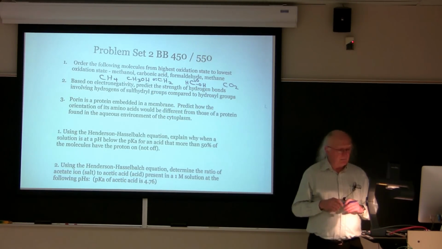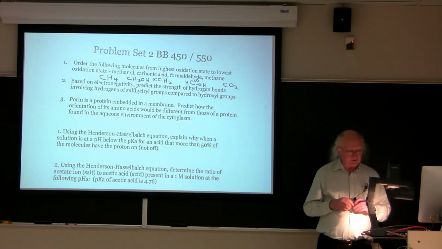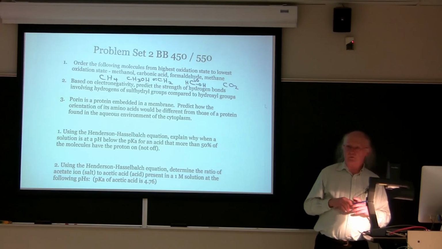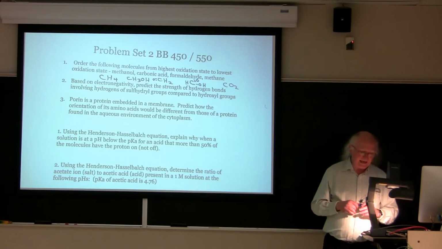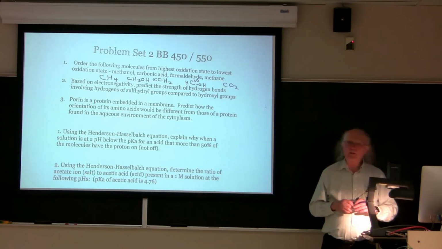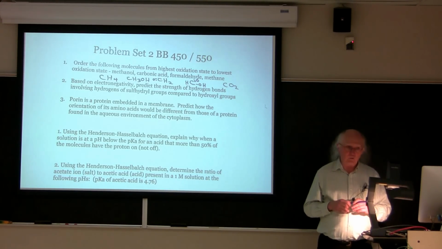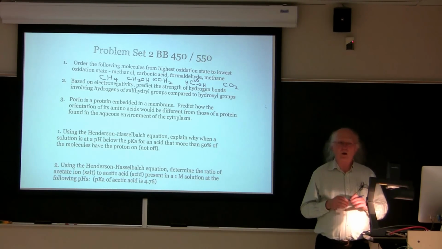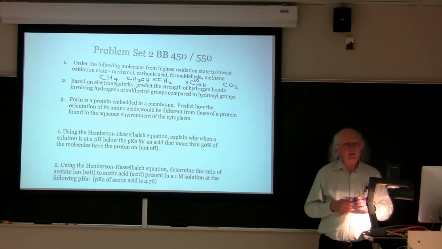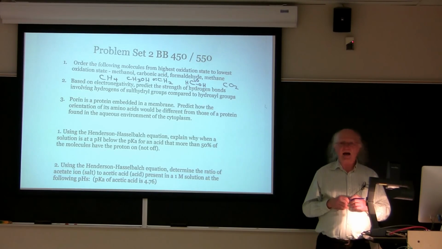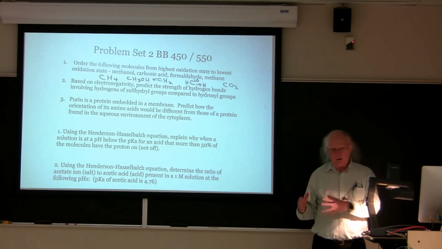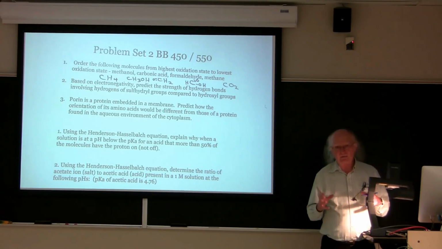Question number 2 asks, based on electronegativity, predict the strength of hydrogen bonds involving hydrogens of sulfhydryl groups compared to hydroxyl groups. So this is a question that really gets you to think about electronegativity and its role in the uneven distribution of charge. So we can predict that if we have an atom that has a high electronegativity and it's bonding to a carbon, there's going to be an unequal sharing of electrons.